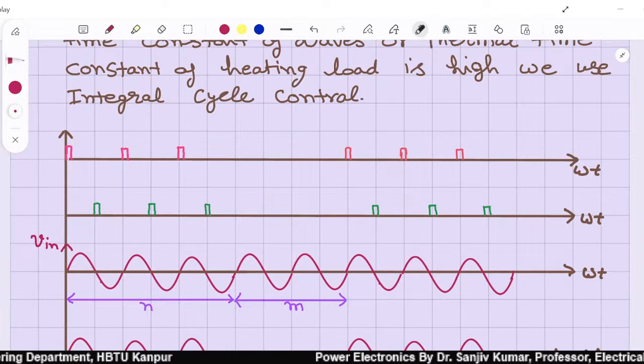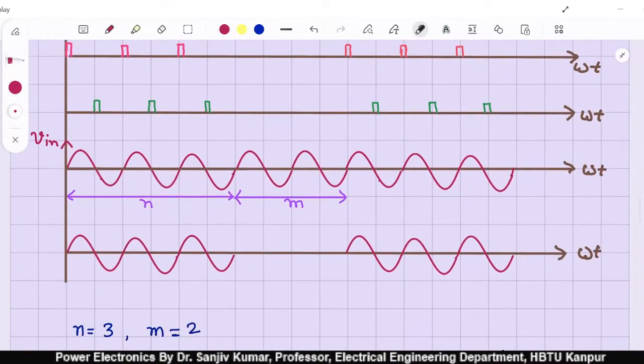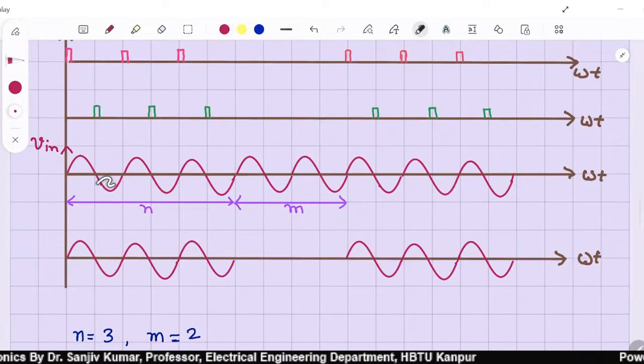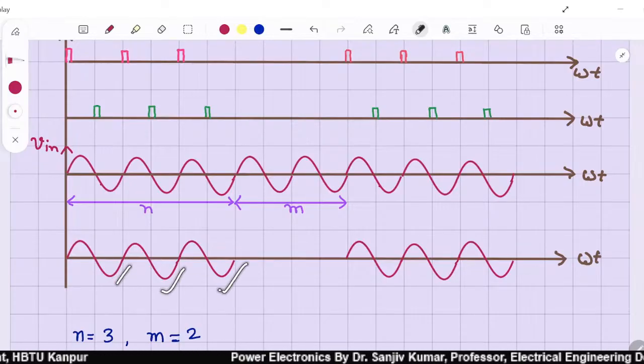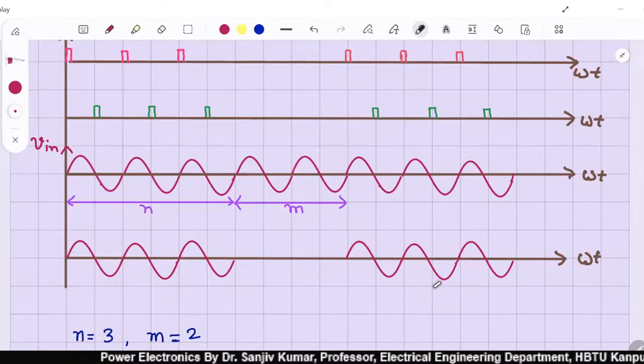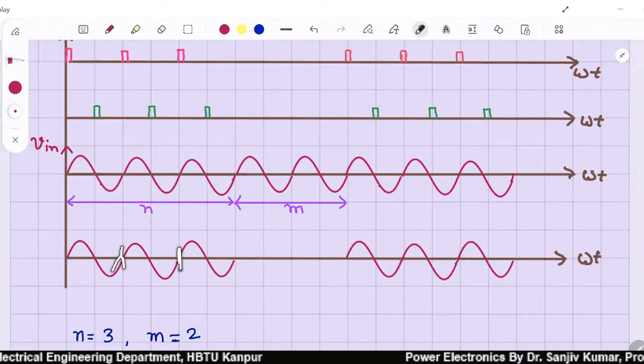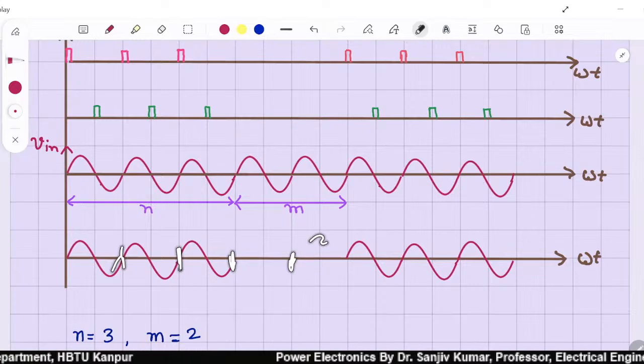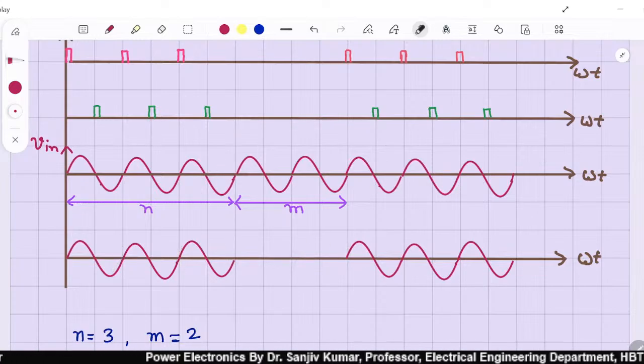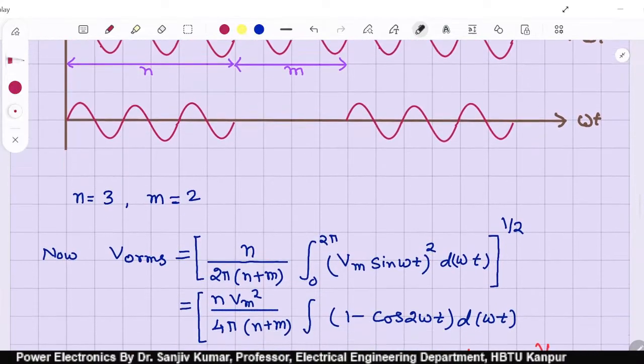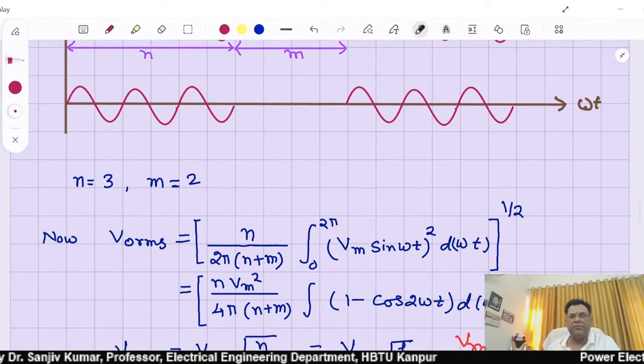Now just see, this is our input supply, and we turn on for 3 cycles and off for 2 cycles, right? This is 1 cycle, this is second, this is third, this is 1 off, 2 off, and then repeat. So we talk about the average RMS voltage of this.